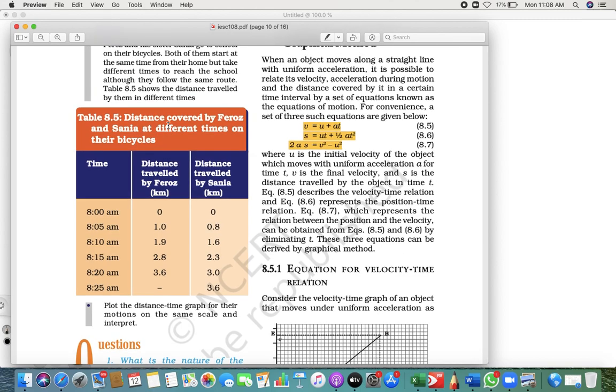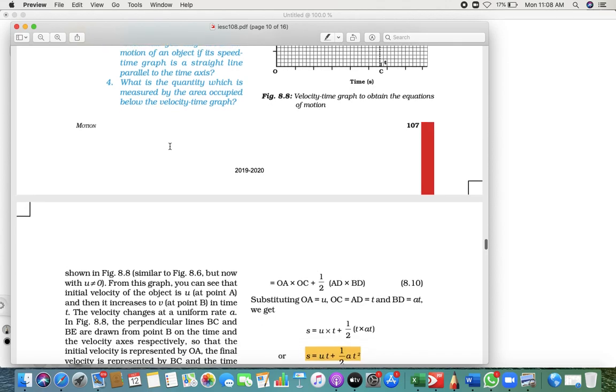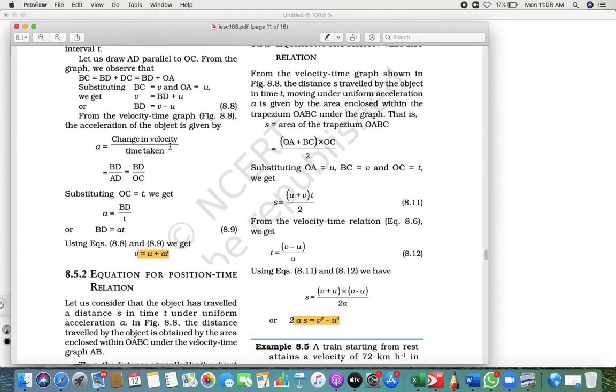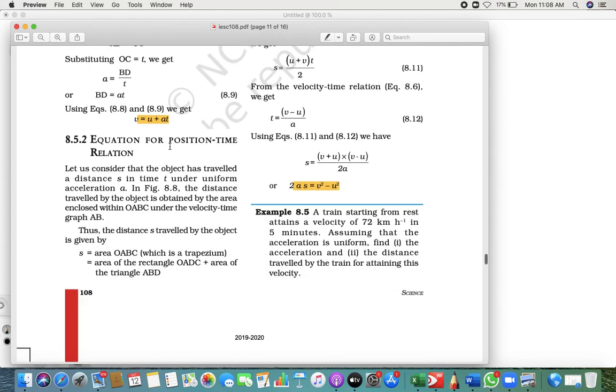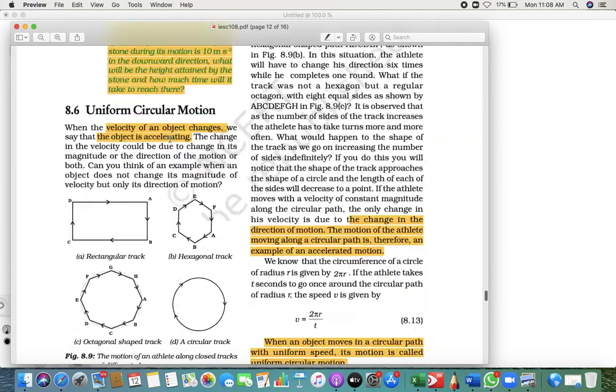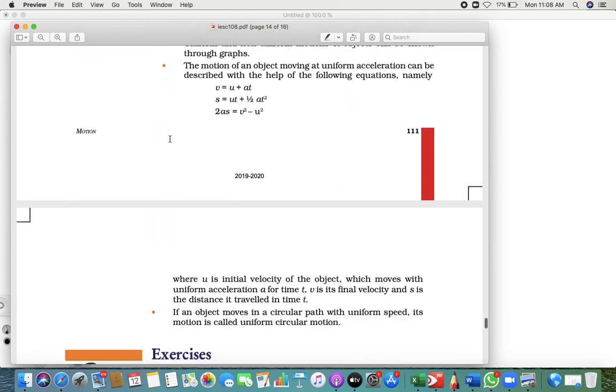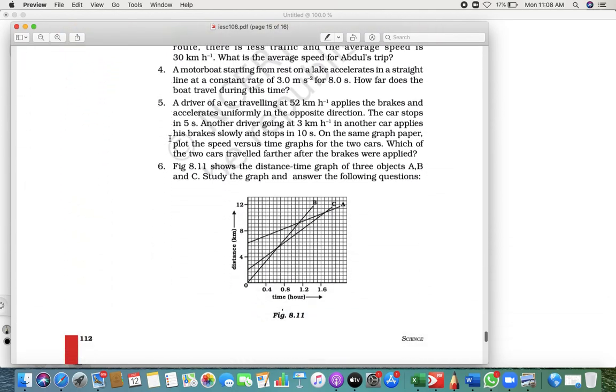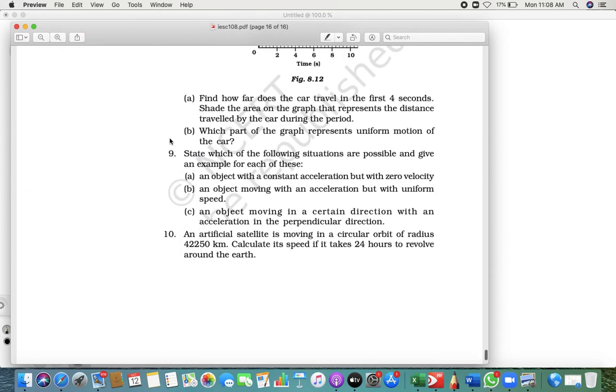These three equations of motion are very important when you try to solve the word problems. The conversion from kilometer per hour into meter per second, that also you remember, right? So make sure you learn word problems out of it. The word problem must be very important from this chapter.